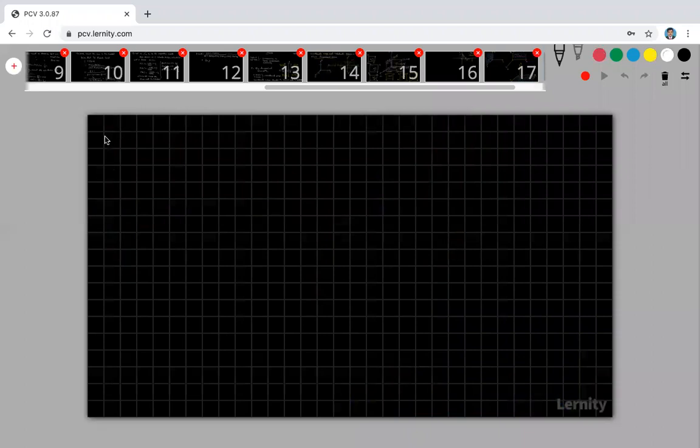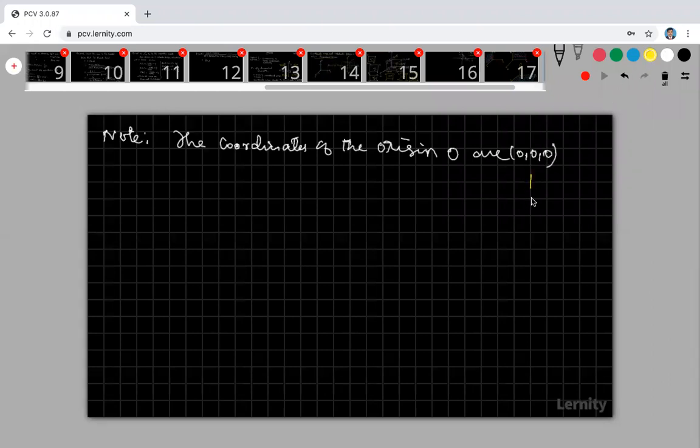Another important point, important note. The coordinates of the origin O are 0, 0, 0. Okay, again look at that.